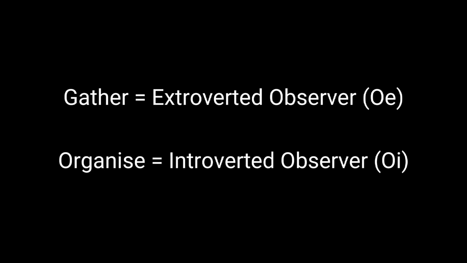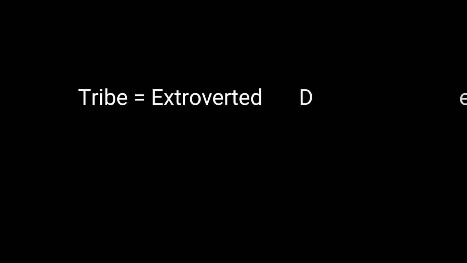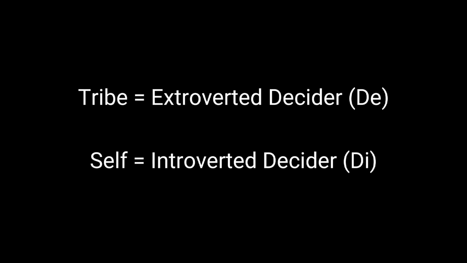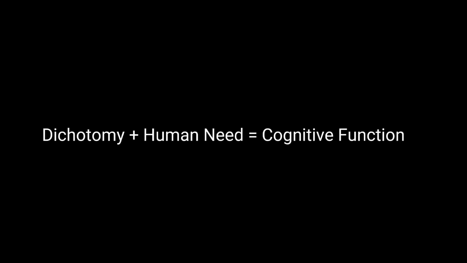In other words, gather is an extroverted observer, or OE. Organize is an introverted observer, or OI. Tribe is an extroverted decider, or DE. And self is an introverted decider, or DI. If you're familiar with other systems, this is similar to the judging and perceiving functions. So when you combine the human needs alongside thinking, feeling, intuition and sensing, you get the cognitive functions.